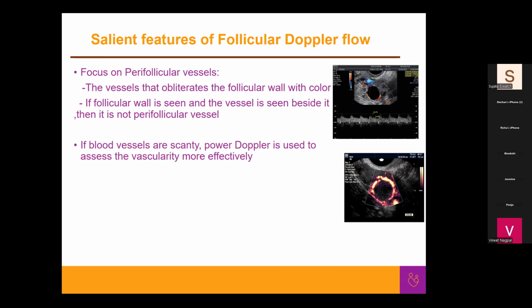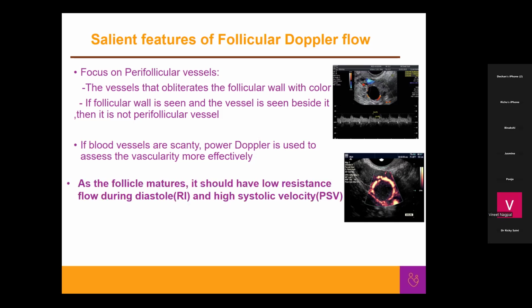So this is basically how to focus the perifollicular vessels. And if the blood vessels are very scanty and the flow is very low, then definitely simple color Doppler could not give us an idea. So we have to use power Doppler to get vascularity more effectively. As the follicles mature, the flow resistance should fall. So RI keeps on falling and the systolic velocity of the flow keeps on increasing. It should get good vascularity. The resistance should fall and the velocity should increase. These are the two important things for follicular maturity.